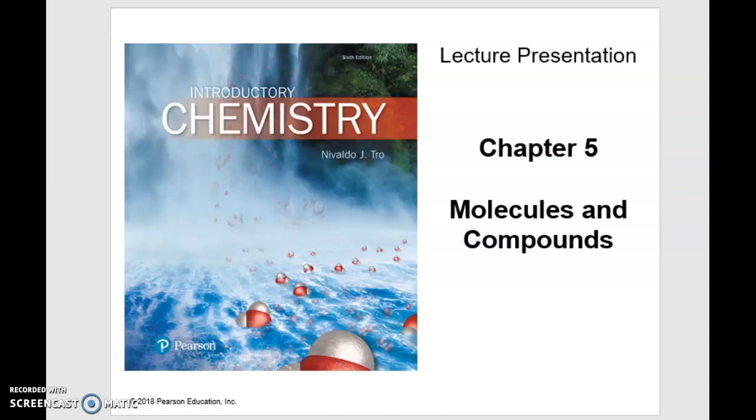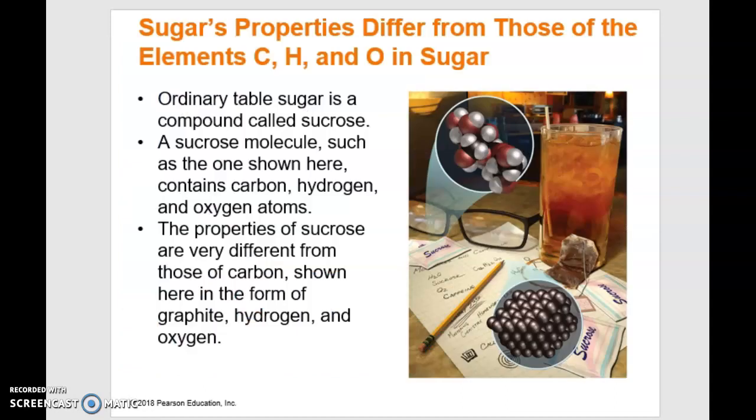All right, this is the Chapter 5 PowerPoint presentation. Molecules and compounds. So one thing that we need to learn in this chapter is naming compounds.